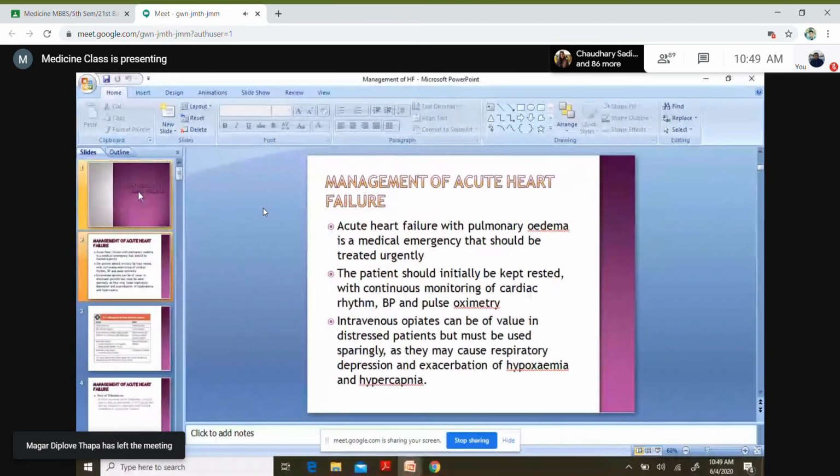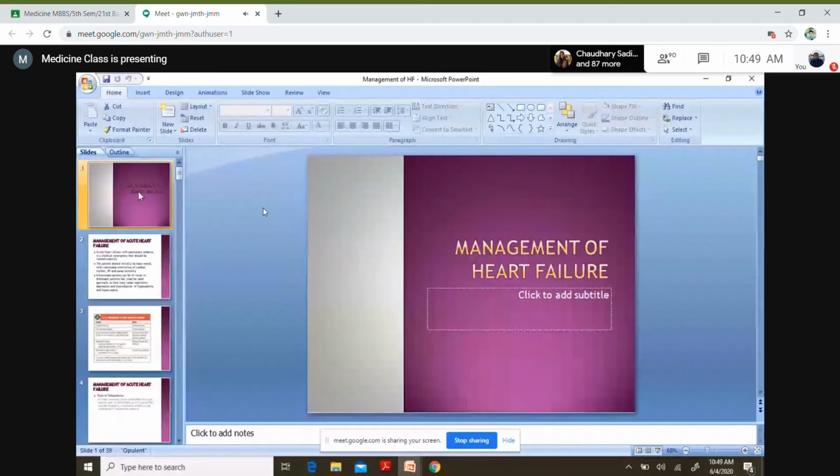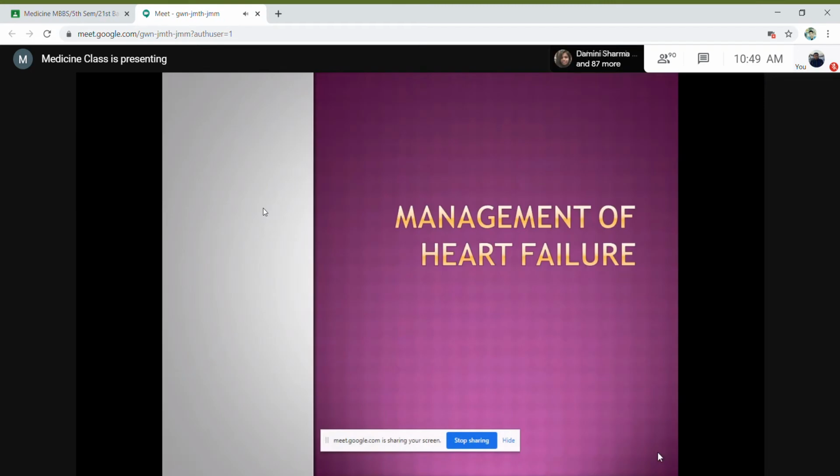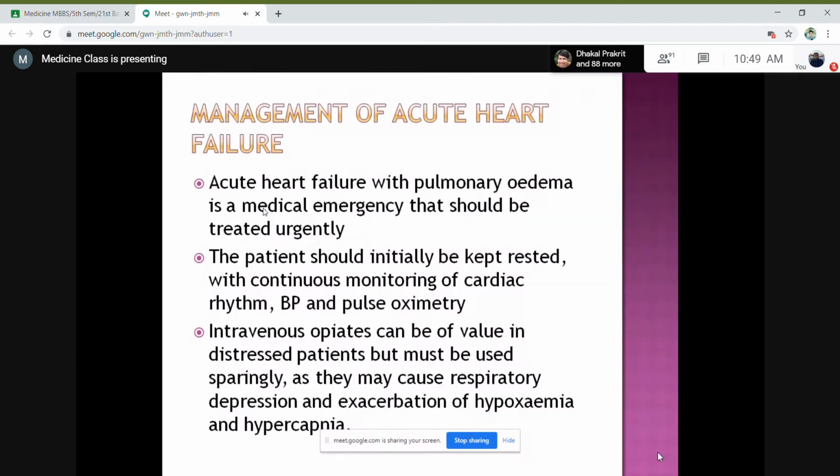Okay, so we'll be covering the management part of heart failure and we'll be covering shock as well. Starting with the management part. Management of heart failure is divided into management of acute left heart failure and management of chronic heart failure. Whenever we talk about management of heart failure, we are mainly focusing on left heart failure.